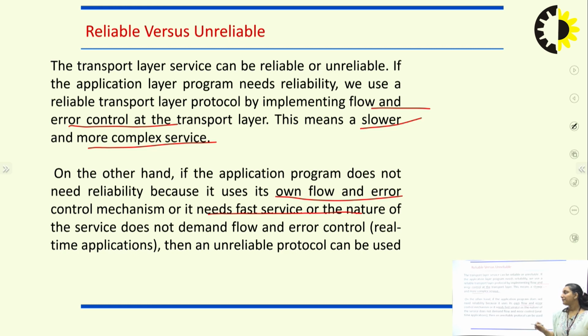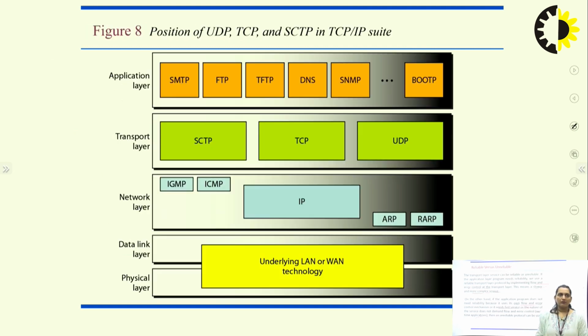So real-time applications, that is multimedia transfer. When we transfer any buffered data or any real-time application, we will see that flow control and error control has to be there, but the reliability of the network has to be there.